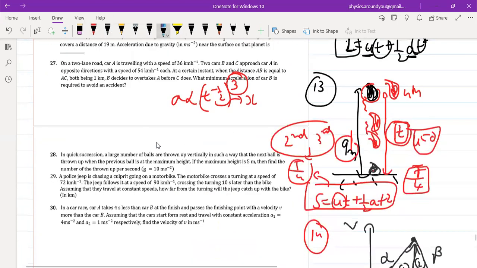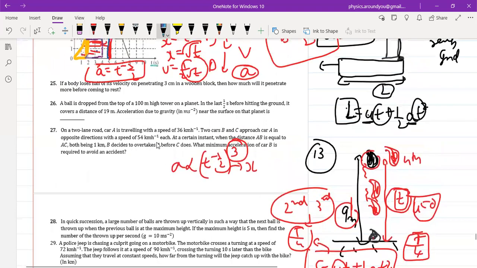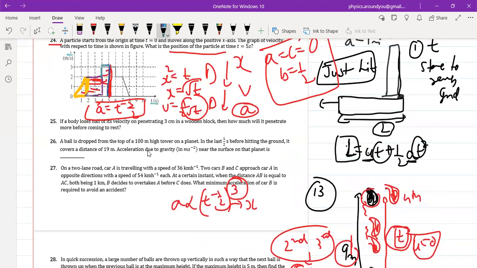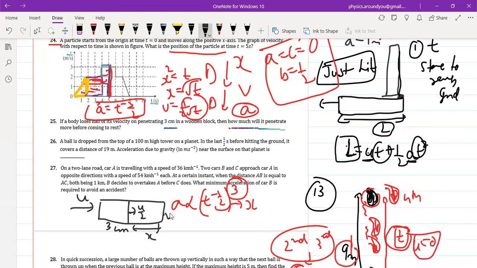Question number 25. Okay. If a body loses half of its velocity on penetrating 3 centimeters in a wooden block, how much more will it penetrate? Well, a CET concept again revisited. So if a bullet hits, it loses half of its velocity in 3 centimeters. How much more distance will it take before it comes to v equal to 0? This we have tackled in the graphical approach. You can look at the CET solutions, but here also I need to emphasize something.